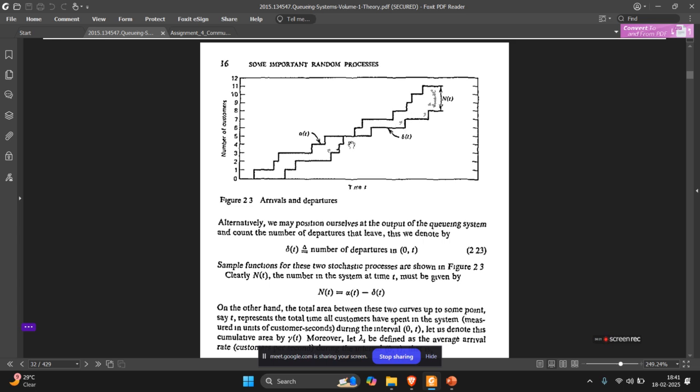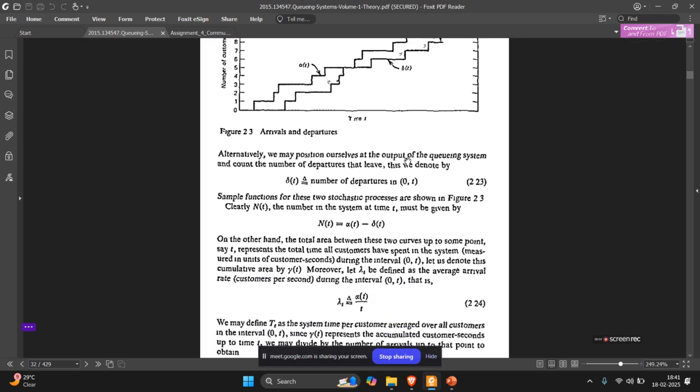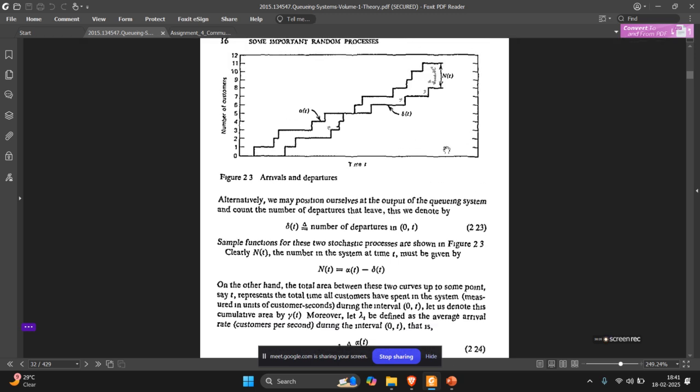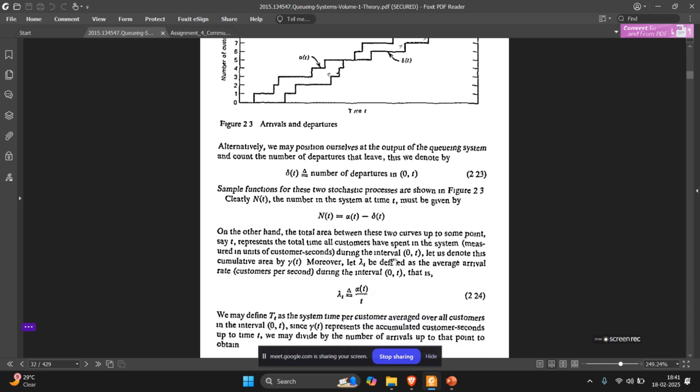Or this difference can be any other value. So this difference is n(t) equal to alpha(t) minus delta(t). But it will never be negative, because the number of arrivals will always be greater or equal to the number of departures. A packet cannot depart if it has not arrived, right? This is common sense. So n(t) is alpha(t) minus delta(t).